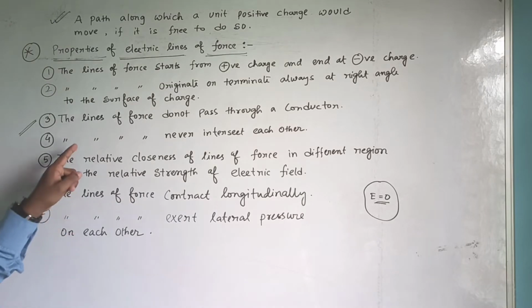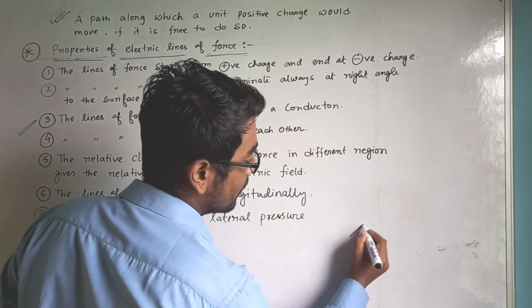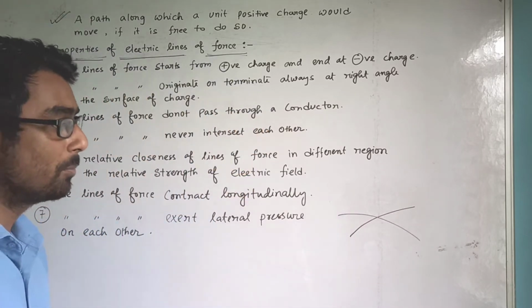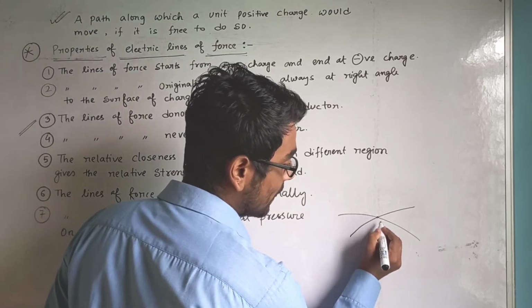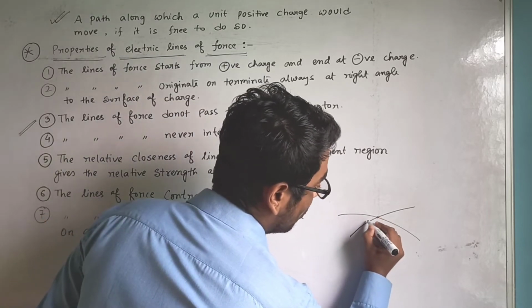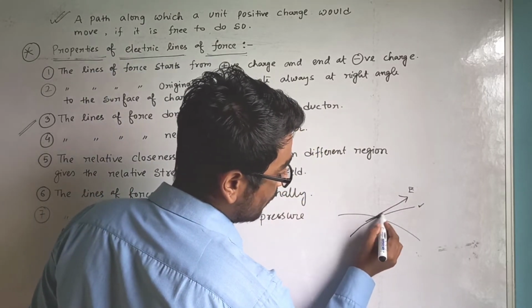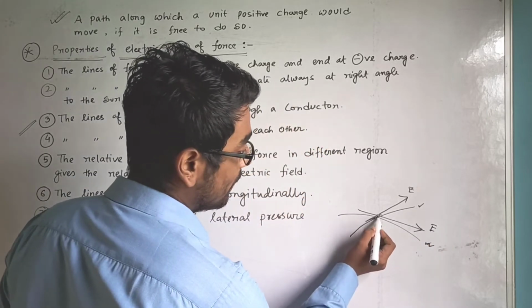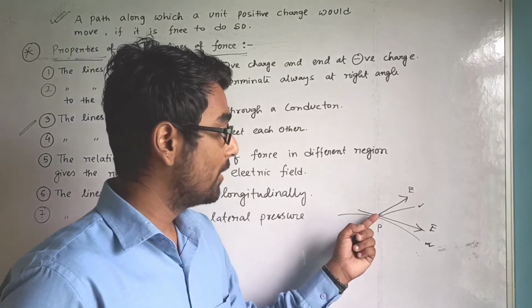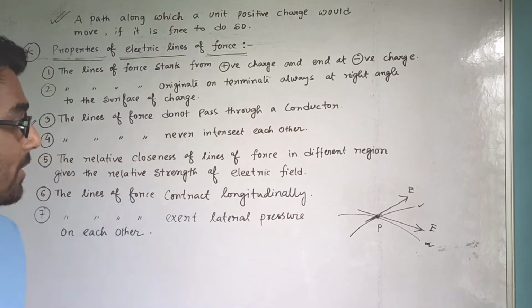The fourth point, the electric lines of force never intersect each other. Suppose two lines of force intersect each other. So what will happen if they intersect each other? At that intersecting point, we can draw the electric field in this direction if we consider these lines of force. In a similar way, if we consider the other lines of force, we can draw the electric field in this direction. So at the point P, at the intersecting point, there is an electric field in two directions, which is not possible. As a result, they never intersect each other.